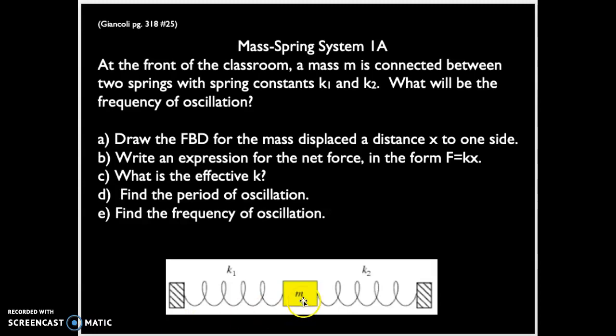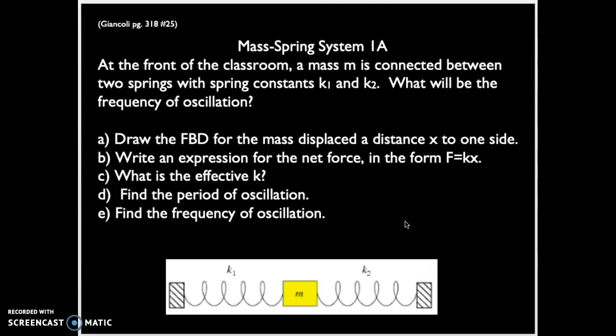So we'll do that. So the first system looks like this, and it says at the front of the classroom, because normally I would set one up just like this with one of those green carts on the track, and 2 springs going to posts on either side, and this cart can oscillate back and forth like that. So the question is, what will be the frequency of oscillation if you know the 2 spring constants?